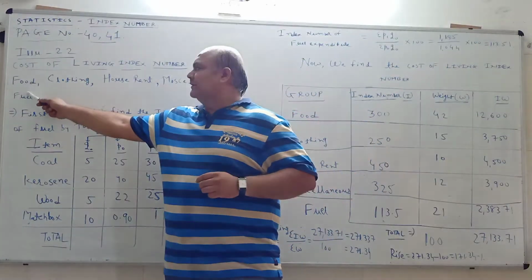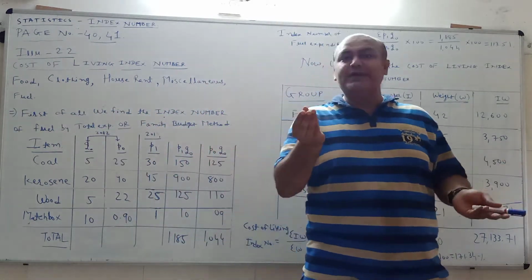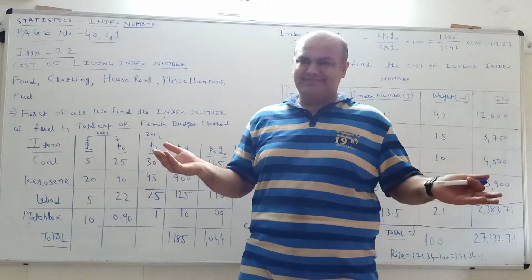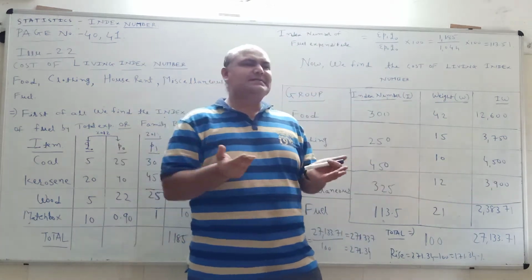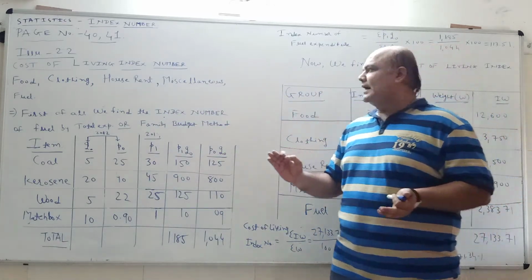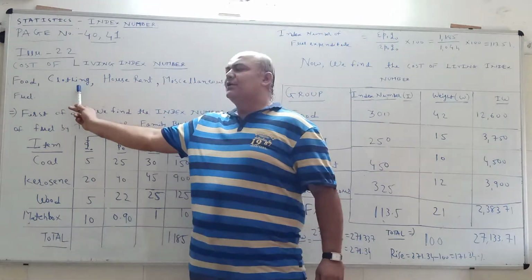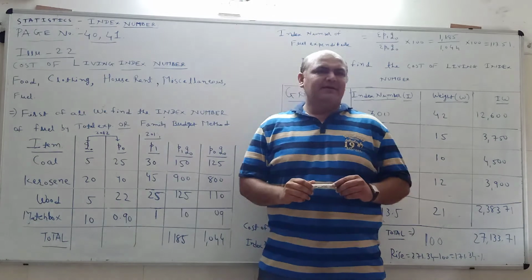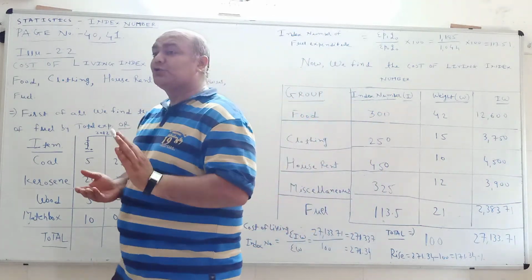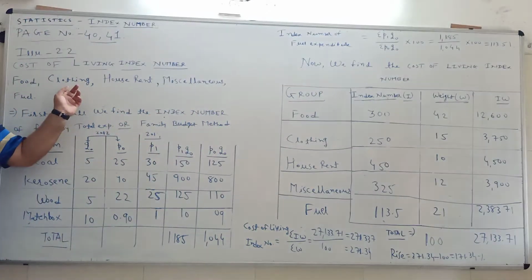First, food. As we all know, food is the basic or essential requirement for all of us. Without food, we can't survive. So, for cost of living, the first important aspect is food. Second, clothing. We all require clothes to wear. That is also the second important aspect of cost of living.